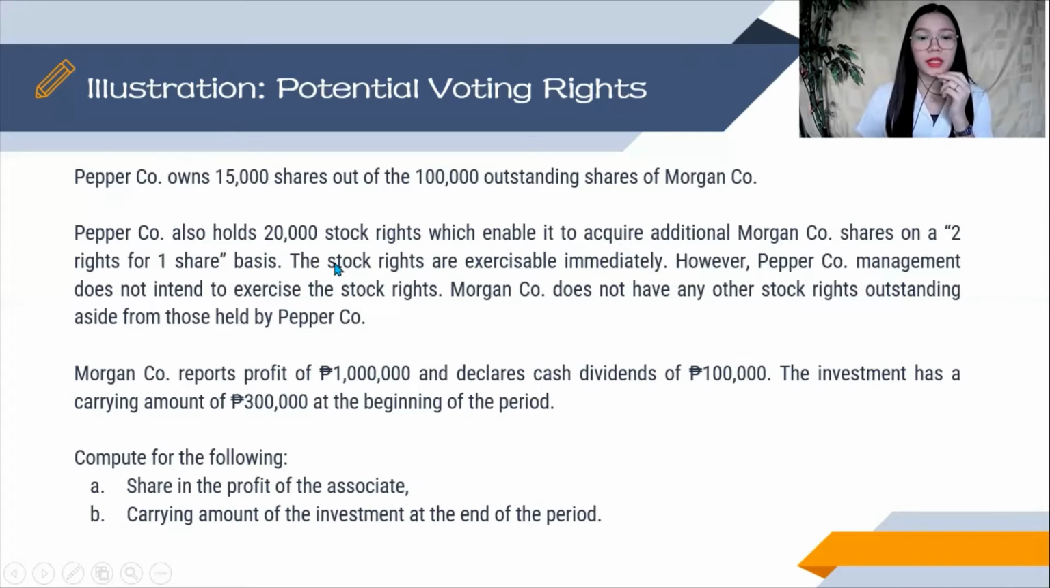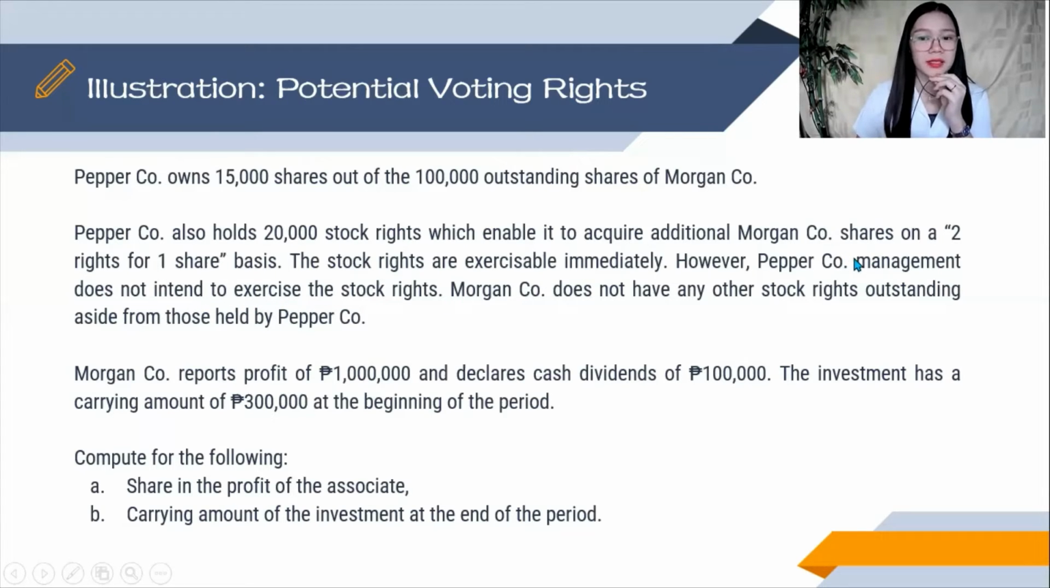So napaka-importante nito, dapat yung hawak mong stock rights or potential voting rights is currently exercisable siya, dahil kung hindi, i-ignore natin siya in the computation or in assessing kung meron nga ba tayong significant influence or wala. So, currently exercisable siya, meaning i-include natin siya sa computation in determining or in assessing kung meron nga ba tayong significant influence or wala. However, Pepper Company does not intend to exercise the stock rights.